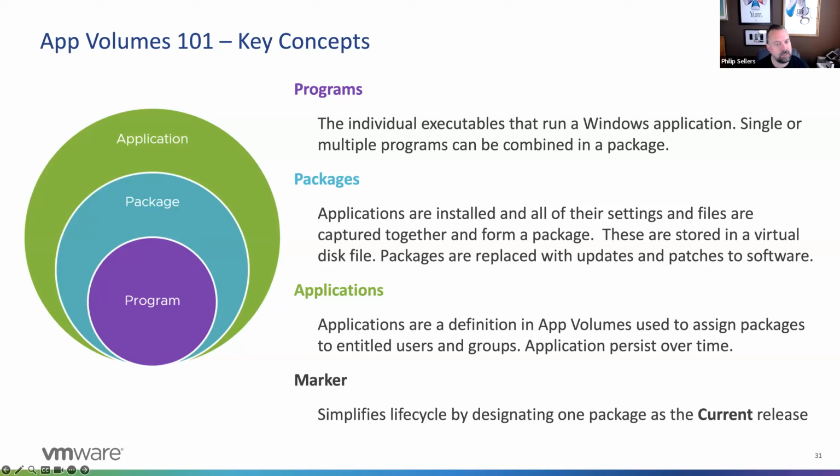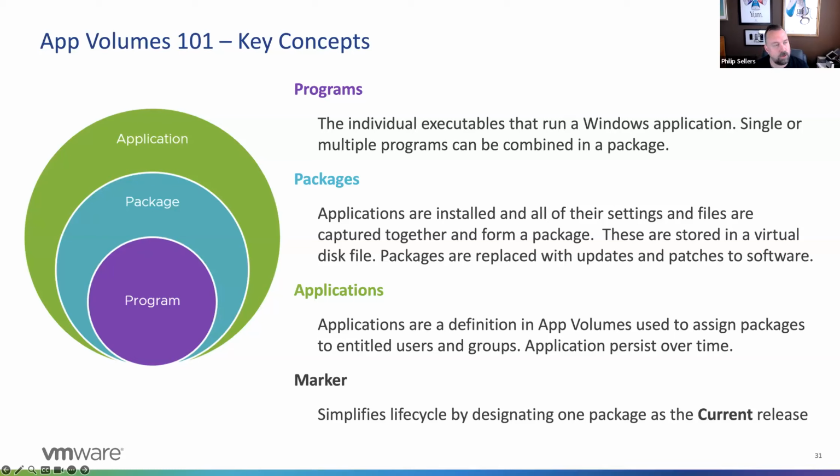The last thing to understand is that marker. So I mentioned that App Volumes has the ability to workflow your application updates over time. So it does that by creating a release. And so there is a marker in the system called current. That is going to be your latest release or the one that's for wide distribution. So what most administrators do is they will take an application and that current marker, and that's the version that gets entitled to all the users.